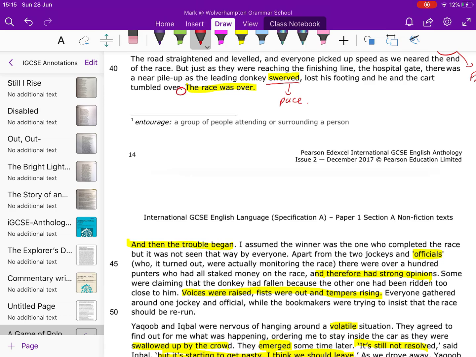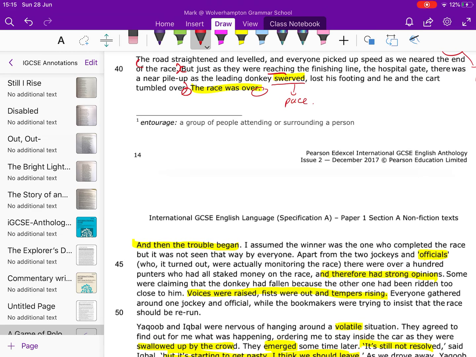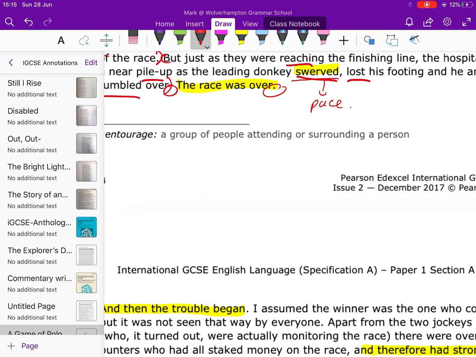And then we have this very short sentence here. We're used to much longer sentences, as you can see. This sentence has lots of action in it, and lots of different verbs. So we've got reaching, we've got there was a pile up, swerved, lost his footing, tumbled over, and we have that very long sentence contrasted against this very short sentence.